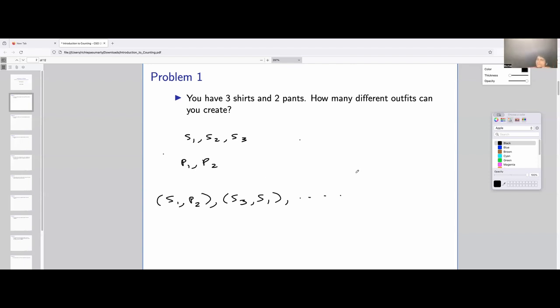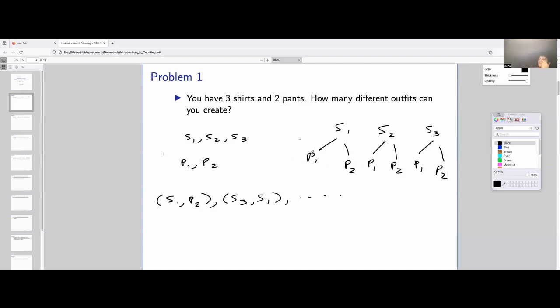These outfits, I can break them up into different scenarios. Like I could have those outfits where I'm wearing the first shirt. For example, I wear the first shirt and I have 2 choices: the first pant and the second pant. I have those outfits where I wear the second shirt, and in this scenario, I also have 2 pants to choose from. And I have those outfits where I wear the third shirt, and in combination with this third shirt, I can choose either of the first 2 pants.